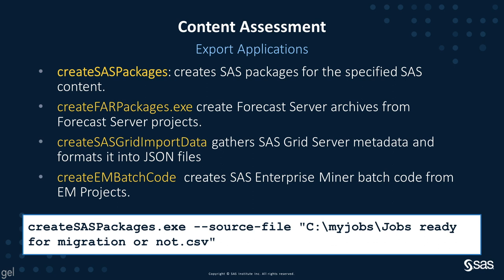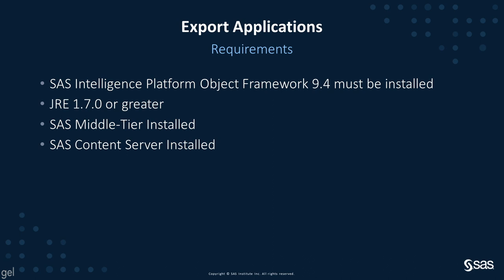Additionally, there is a Create FAR Packages application that creates forecast server archives from forecast server projects, a Create Grid application that creates SAS Grid import data, and a Create EM batch code application for Enterprise Miner. In order to use these export applications, SAS Intelligence Platform Object Framework must be installed in the 9.4 environment. You have to have the GRE 1.7 or higher, and also the middle tier and the content server have to be installed.